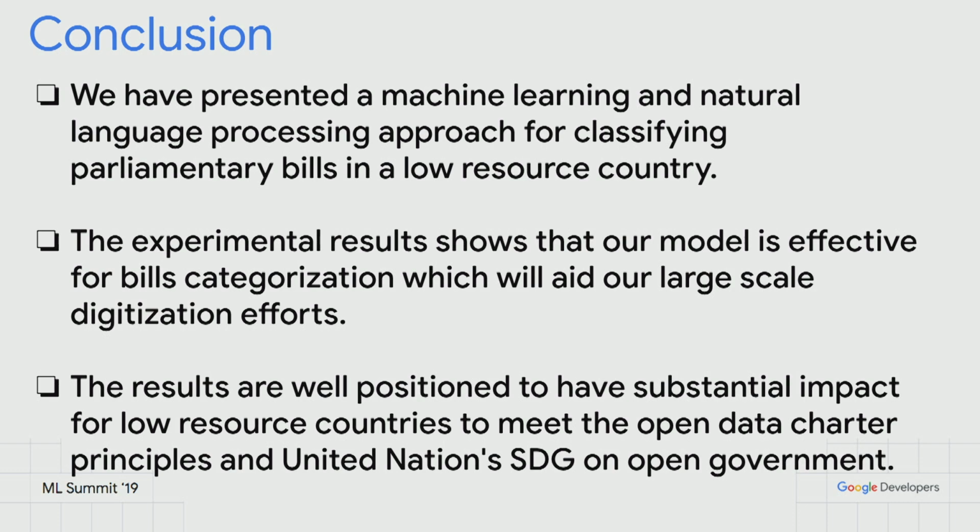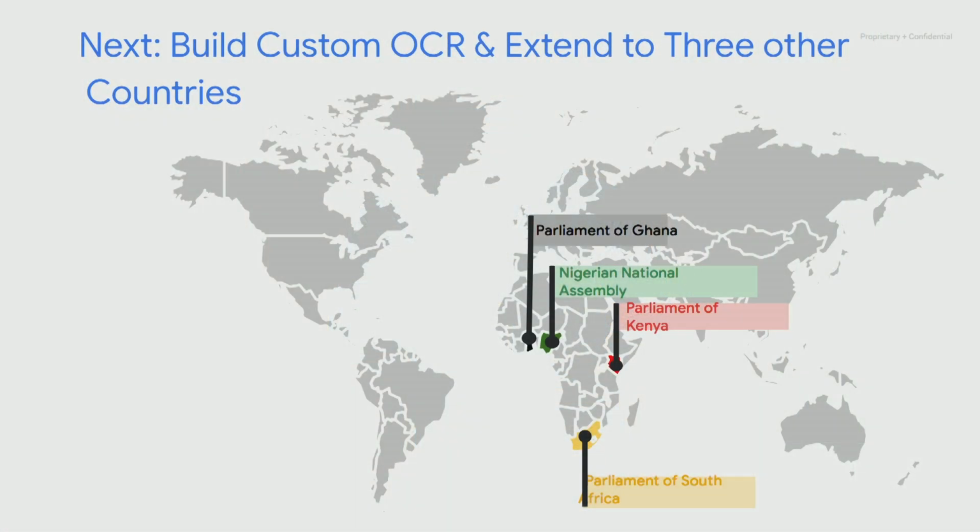So what are we doing next after this? Well, we have a paper that we're going to submit to the NeurIPS Machine Learning for the Developing World workshop that comes, I think, in December. And we're planning to extend this to 3 other countries in Sub-Saharan Africa. So we have Ghana, we have Kenya, and South Africa.